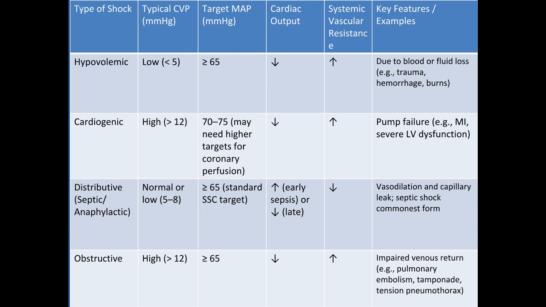In distributive shock, especially sepsis, vascular tone drops. CVP may be normal or low. MAP often requires vasopressors to maintain above 65 millimeters of mercury, and cardiac output may be high early on but becomes low in later stages. Obstructive shock, such as pulmonary embolism, cardiac tamponade, or tension pneumothorax, shows high CVP, low cardiac output, and increased SVR, because something is physically blocking venous return or forward flow. Recognizing these hemodynamic signatures helps us identify the type of shock even before all labs or imaging are available.